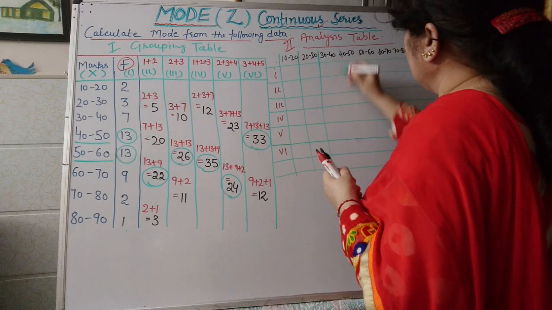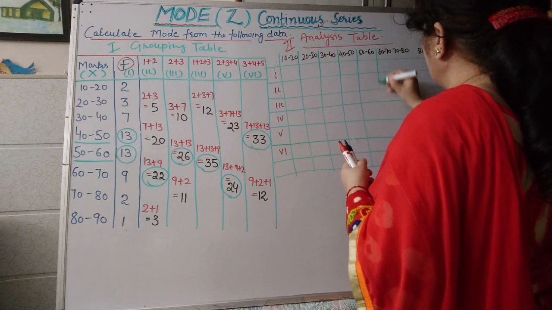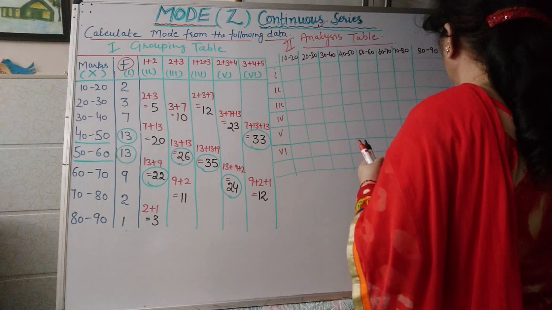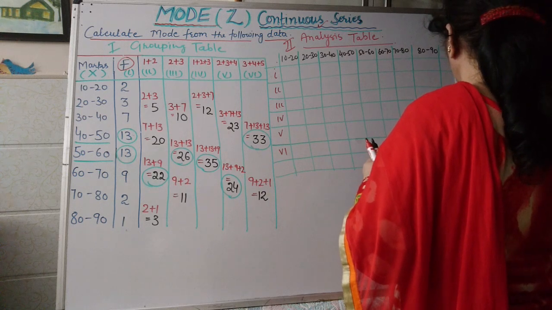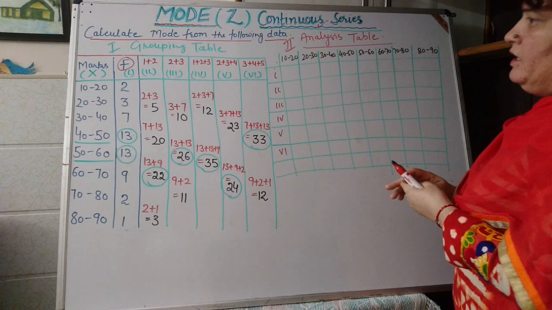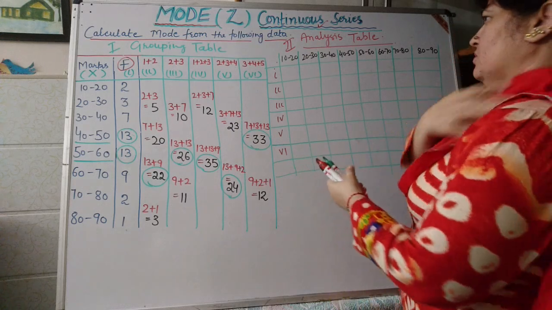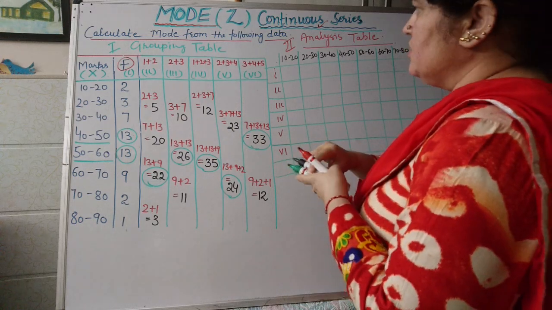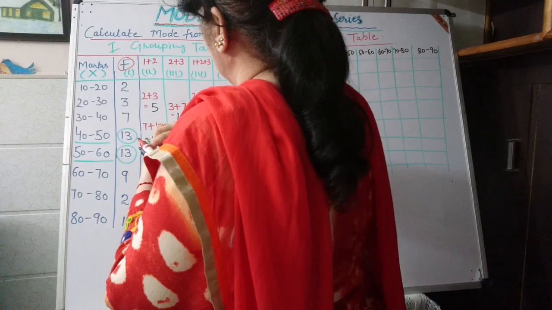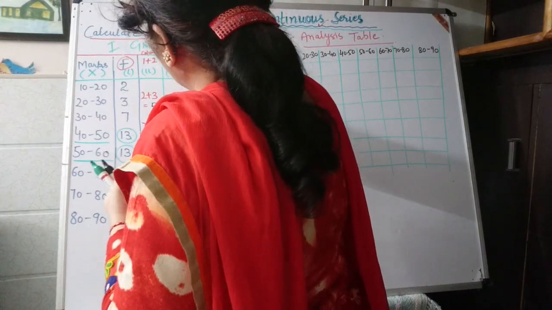So we have prepared this analysis table. So this is the analysis table. And now let us analyze the values of all the frequencies which we have prepared in these different columns. Column first.